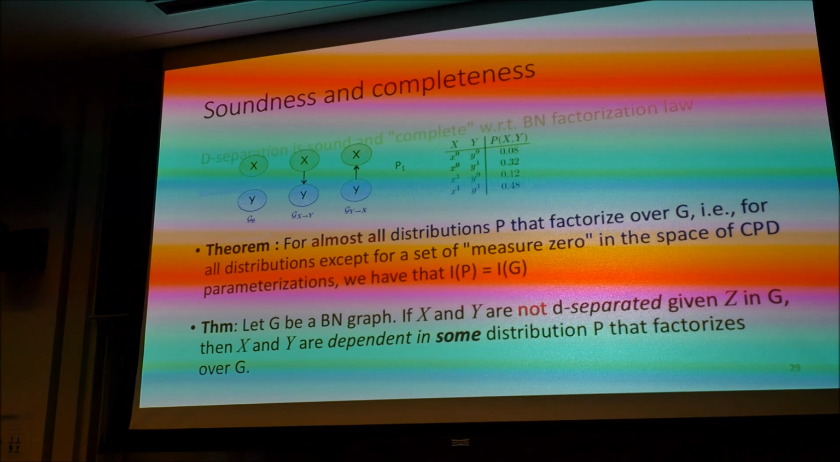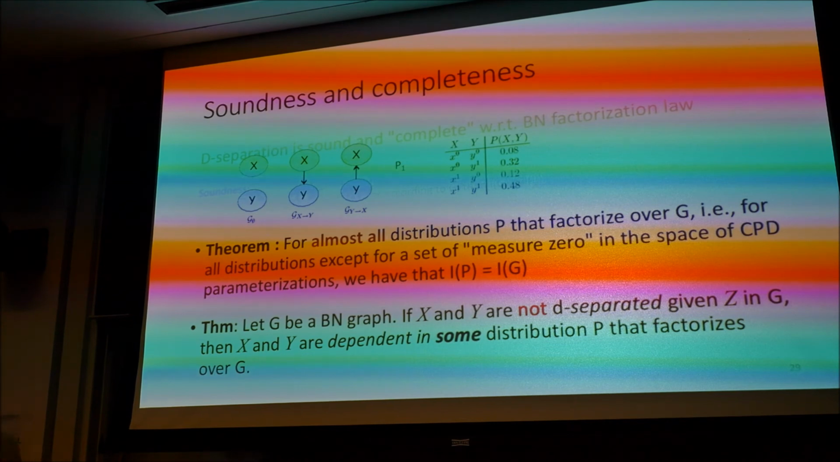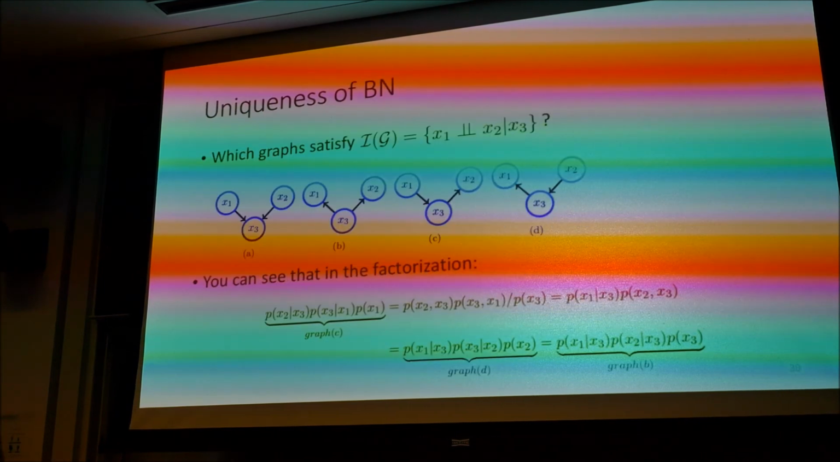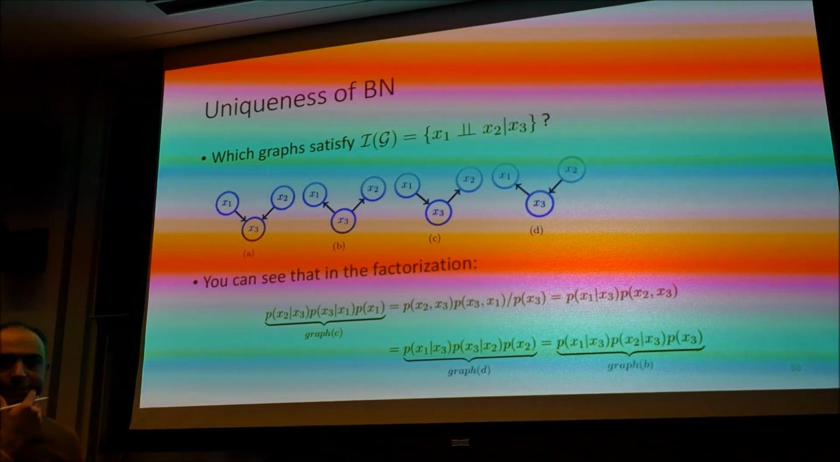Another important thing, I think the last theorem that I have for today, is that if G is a Bayesian network and X and Y are not d-separated given Z, then there is some distribution P that is factorized over G for which X and Y are not independent given Z. I won't go through the detail of that; it's just for completeness. Another question that we have is what about the uniqueness?